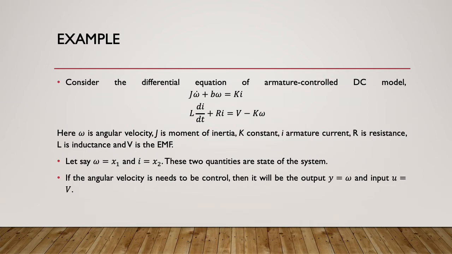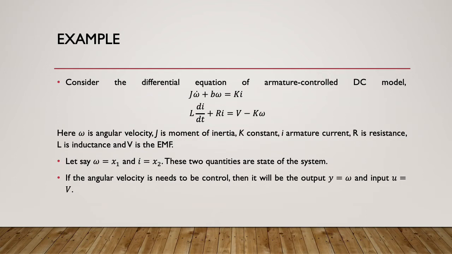For understanding a state space design, let's consider an example of DC motor control, an armature controlled DC motor. There are two equations in the armature controlled DC motor: one is the mechanical part and the second is the electrical part. Let's say we are controlling the speed of a DC motor, which is represented by angular velocity omega, and the input of the system is V. We define the output of the system as Y, which is omega, and the input as U, which is V. U and Y are the nomenclature for the input and the output of the system.